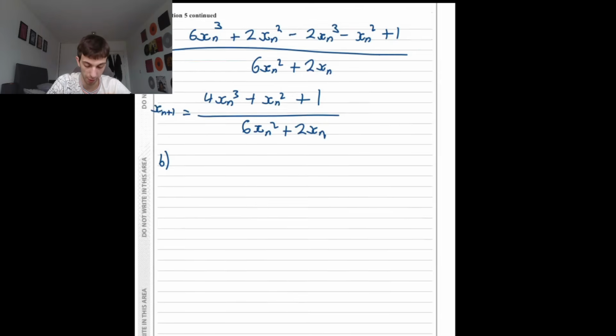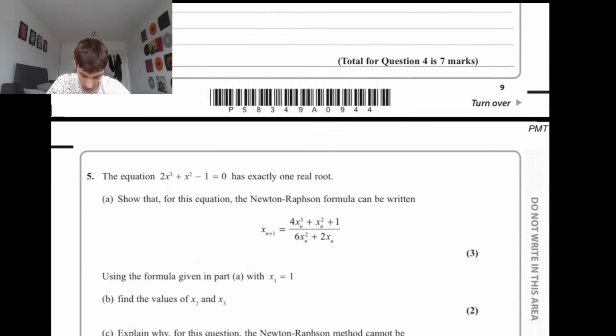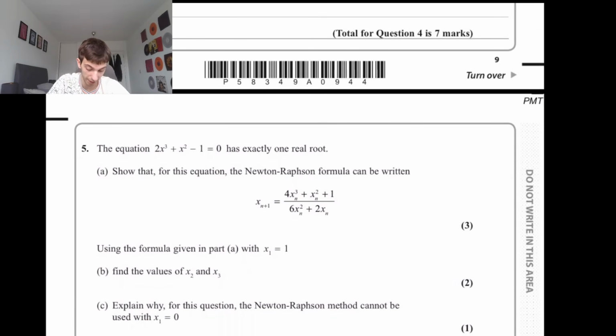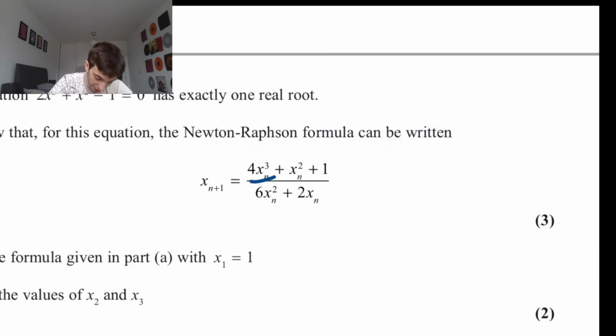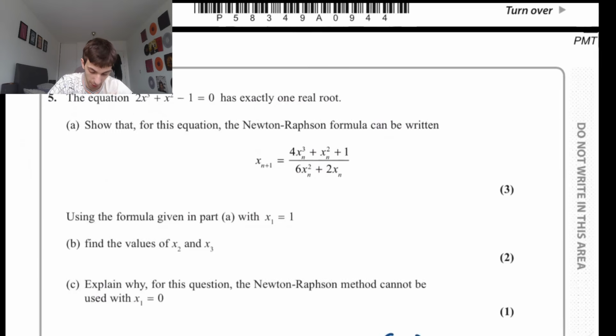Okay, so moving on to part B of this question. What do they want? They want, using the formula given in part A with x1 equals 1, find the values of x2 and x3. This is very easy, a little bit of calculator work. So x1 equals 1, so we set 1 equal to the answer. Then whenever we have xn, we plug in our answer in. So we plug in our answer, put it in your calculator.